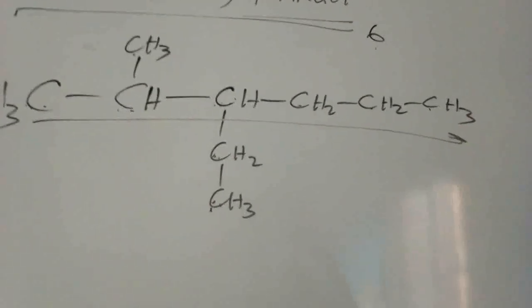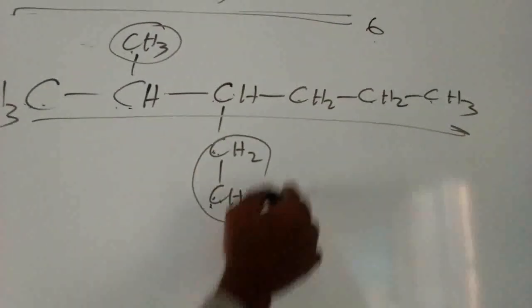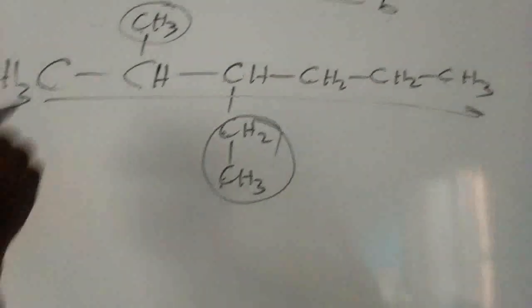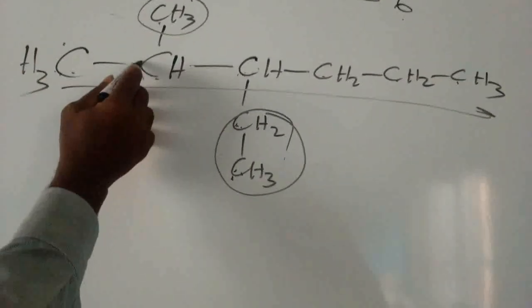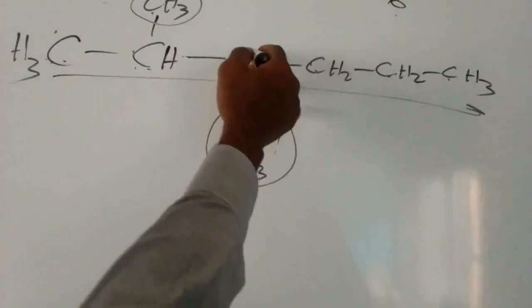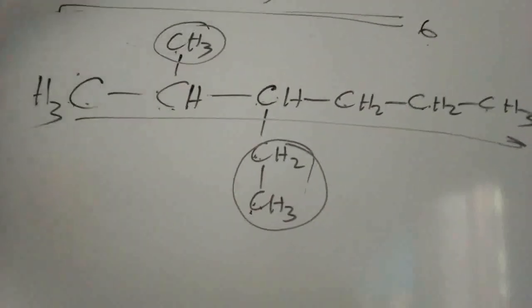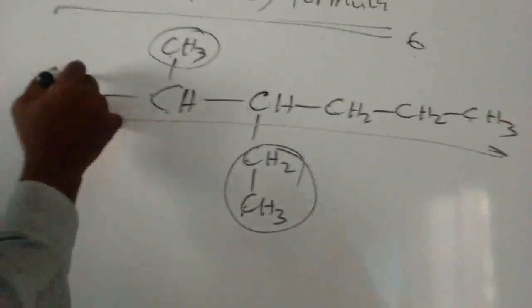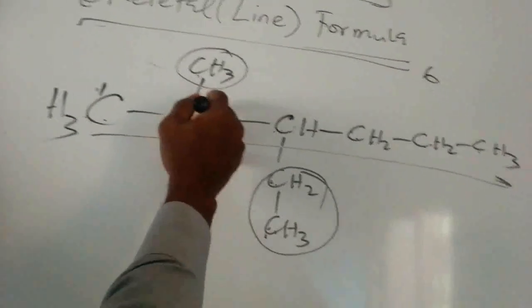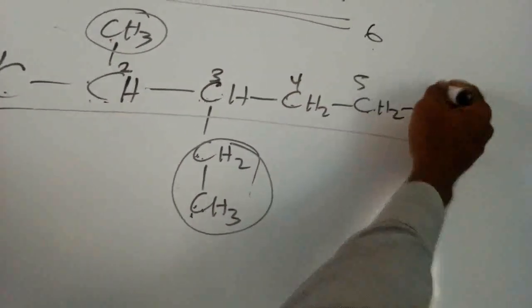Then numbering. We have a substituent here, and another substituent there. From this end, this gives us number 2 carbon. From this end, 1, 2, 3, 4, this gives us number 4. So the end that gives us a smaller number is this end. We start by numbering from the left, 1, 2, 3, and of course we continue, 5 and 6.